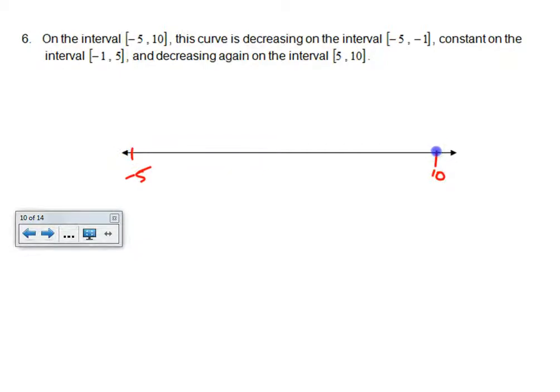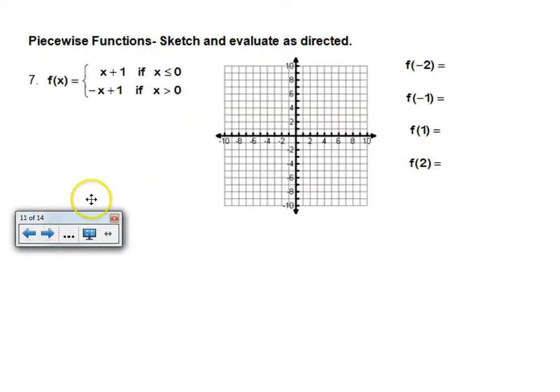and there's some interruptions at -1 and +5. So it says that we are decreasing from -5 to -1, constant from -1 to 5, and then decreasing again from 5 to 10. So again, it doesn't have to look exactly like mine, but it should fit whatever criteria they ask.